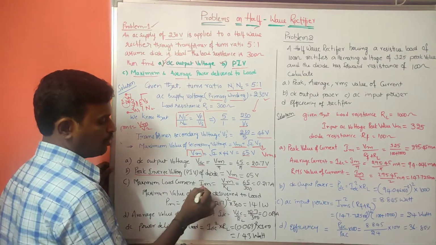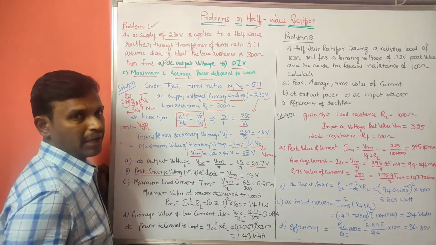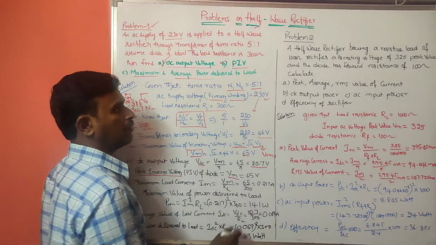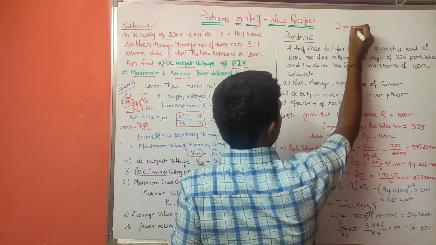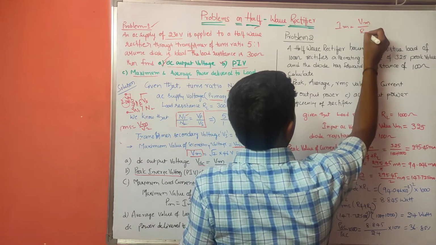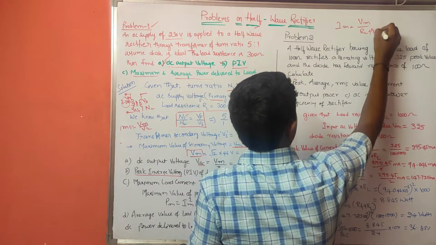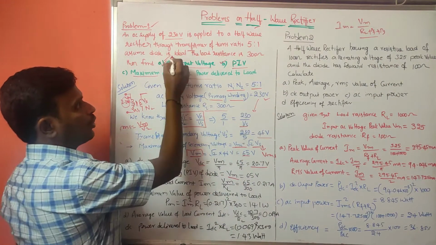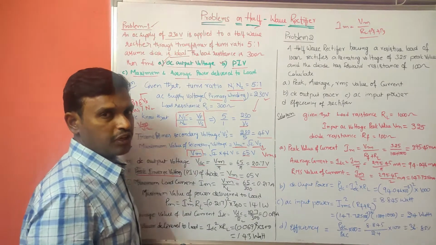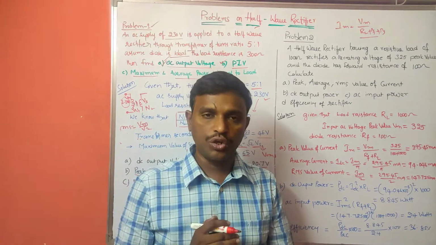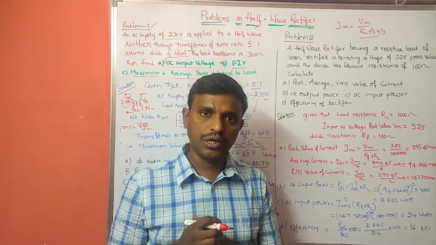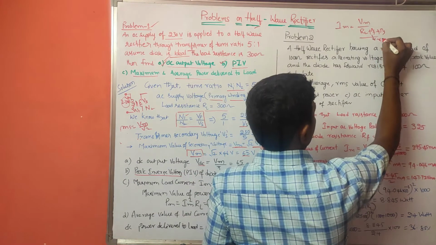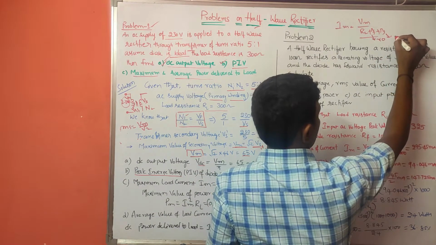So the maximum load current is Im, and Im is equal to Vm by RL. Actually, the formula is Im is equal to Vm by RL plus RF plus RS, but here it is given that the diode is ideal. So for the ideal diode, RF is equal to 0, and if you neglect the RS value, the secondary winding resistance, RS is also negligible.